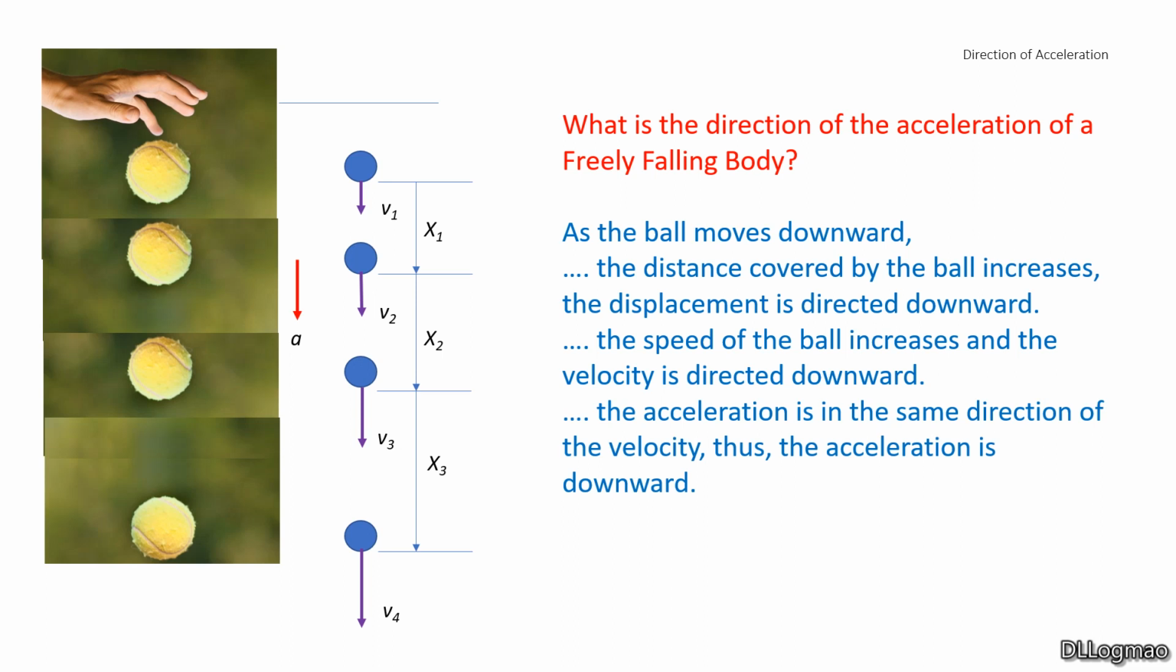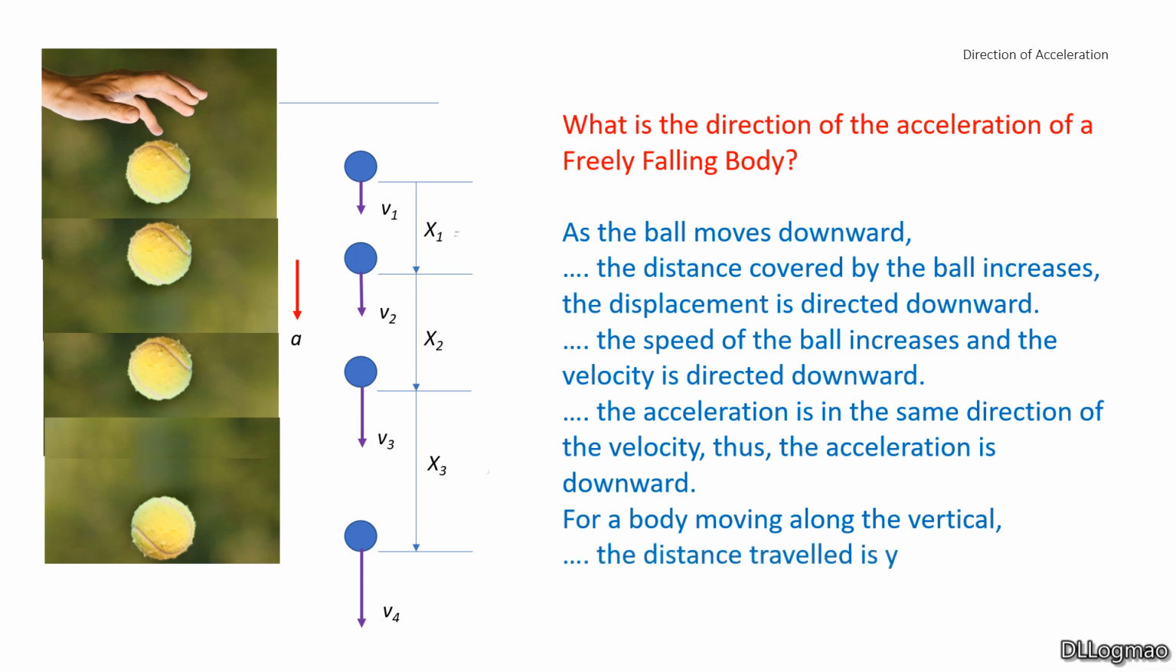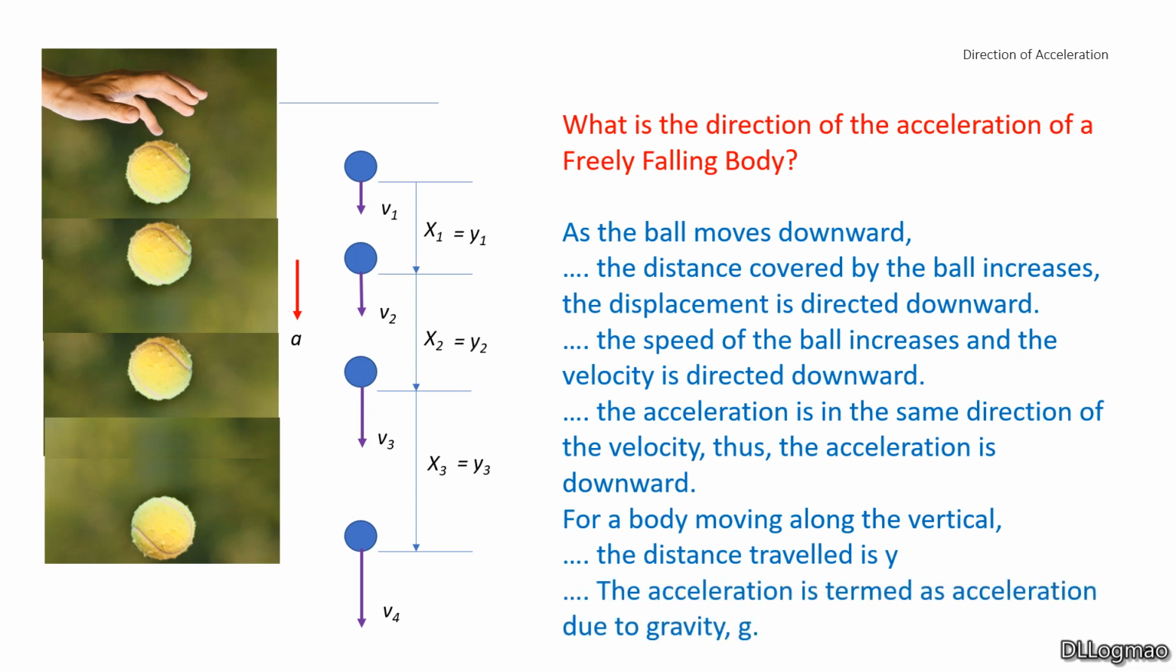For a body moving along the vertical, and to differentiate the symbols used from horizontal motions, the distance traveled by the body along the vertical is y, and the acceleration is termed as acceleration due to gravity. The symbol is g.